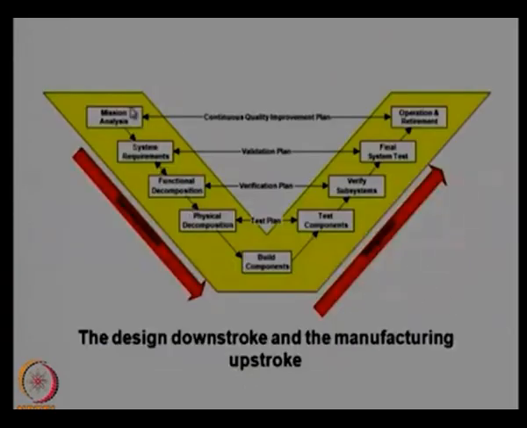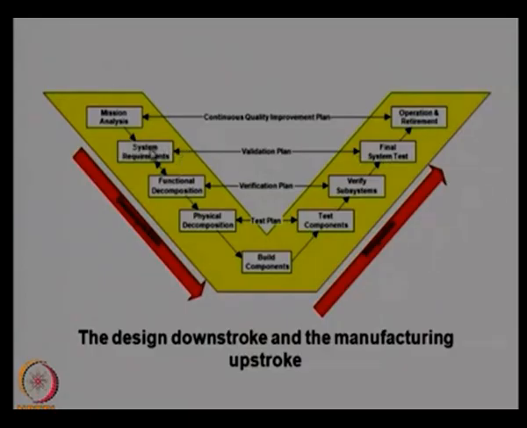And these are the interactions between different stages in the V. As I told you, the decomposition stage and integration stage. Here you can see that at the mission analysis or the identification of requirement stage or the need stage, there will be a continuous quality improvement plan depending on the operation and requirement. So as the final system test is done and then the operation of the system is going on, based on the feedback the requirement will be modified, so that the next level of development will be incorporating the requirements identified from the operation. Then there will be the final test, and the validation plan will be checked with the system requirements.